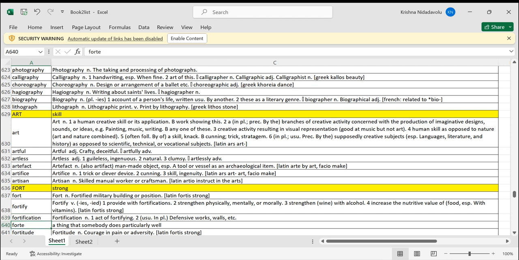Forte. Forte is something that a person does particularly well. That is their strong point. That is their forte.